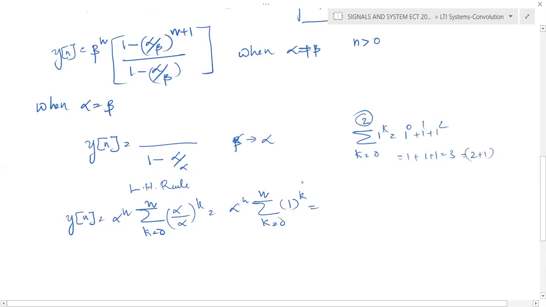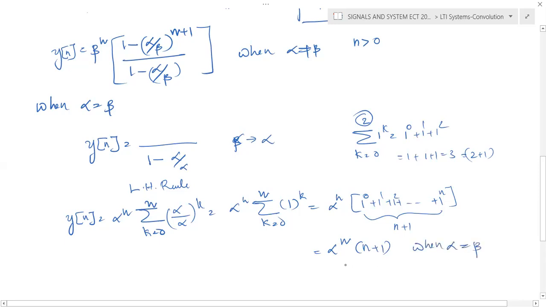Similarly here, it is alpha raised to n into 1 raised to 0, 1 raised to 1, 1 squared, and so on, up to 1 raised to n. So in total you will get n plus 1 terms. If it is n, you will get n plus 1 terms, starting from 0 onwards. So you can write alpha raised to n into n plus 1 when alpha equal to beta. This is a very important question.